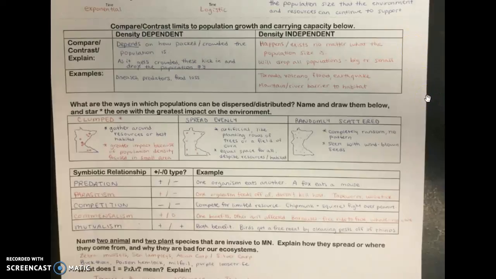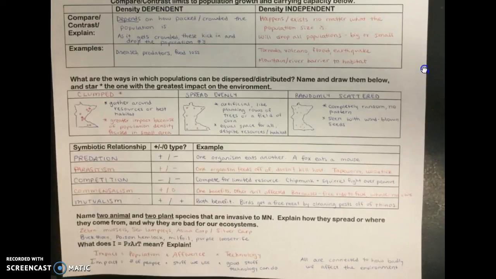They're going to limit the population no matter how big they get. There's just a limit on where you can live. And then population dispersion or distribution. This is the most common way and also the one that has the greatest impact on the environment, and this is clumped. This is where populations are going to gather around resources.